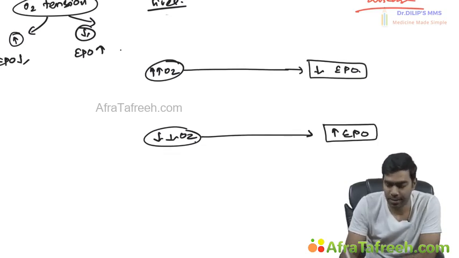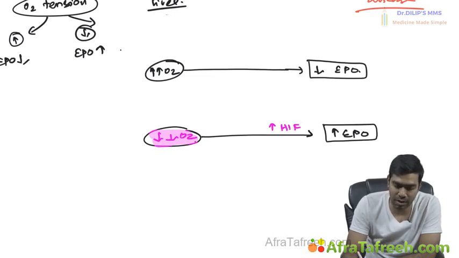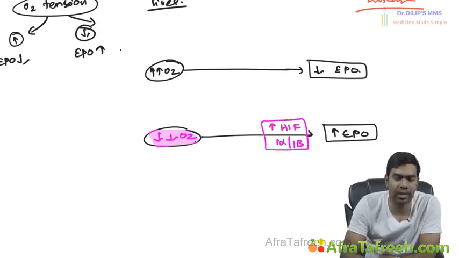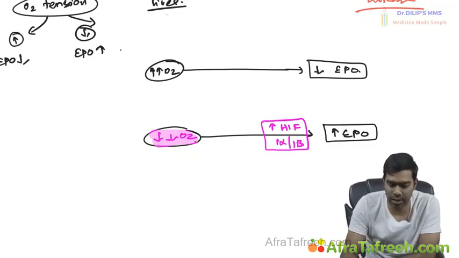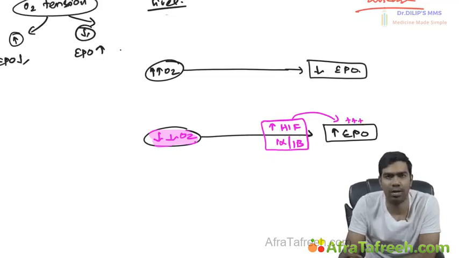You all know that reduced oxygen tension increases erythropoietin by increasing something called hypoxia inducible factors, typically 1 alpha and 1 beta. So this is the mechanism. They increase the hypoxia inducible factors 1 alpha and 1 beta. This in turn will increase the erythropoietin gene transcription and it will increase erythropoietin synthesis. But how is there a control? Let us see.